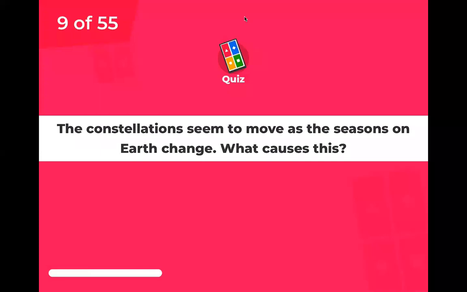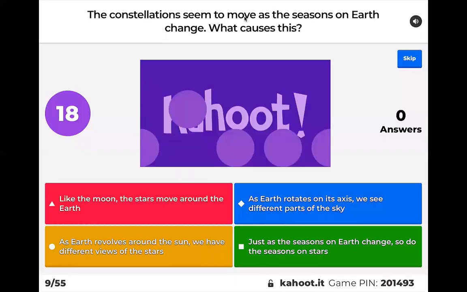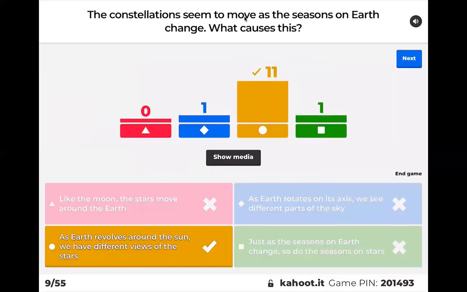The constellations seem to move as the seasons on Earth change. What causes our seasons, right? Is it like the moon, the stars move around the Earth? As Earth revolves around the sun, we have different views of the stars. As Earth rotates on its axis, we see different parts of the sky. Or just as the seasons on Earth change, so do the seasons of stars. Very good.